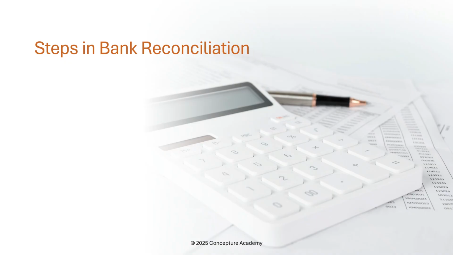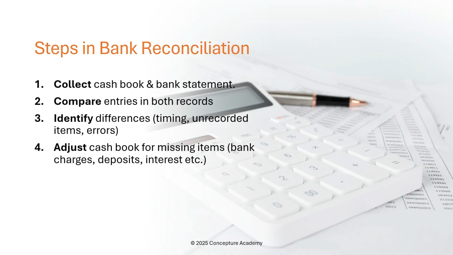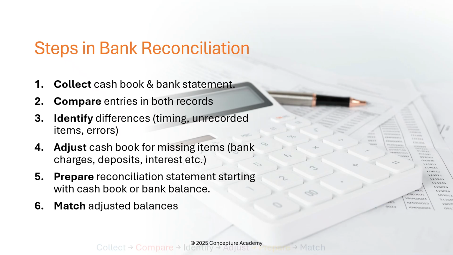Now let's understand how we prepare a bank reconciliation. There are certain steps involved in it. Step 1 is to collect the records. First we collect the two main documents, the cash book, which is our company's record, and the bank statement, which is the bank's record for the same period. Next we compare entries. We compare the deposits and withdrawals in both records. Any items that appear in both can be ticked or checked off.